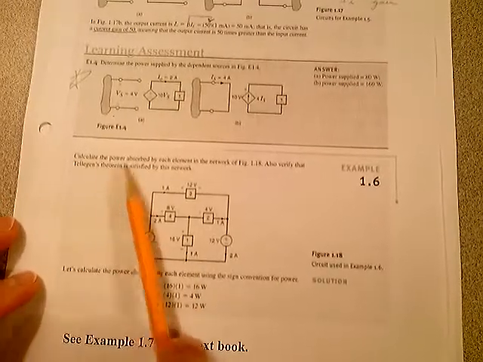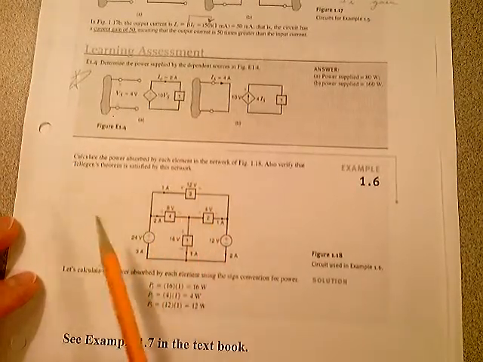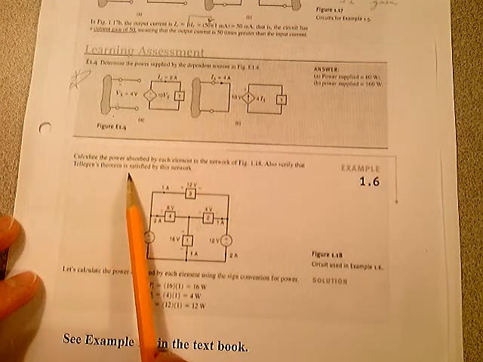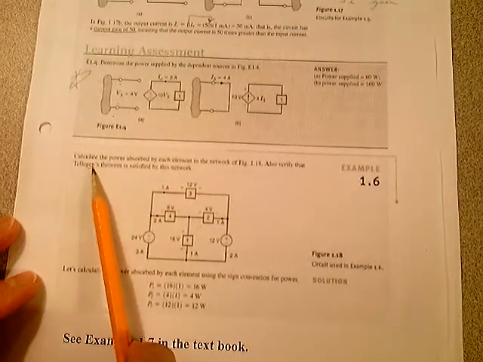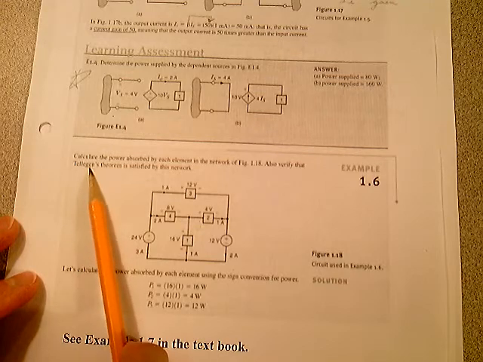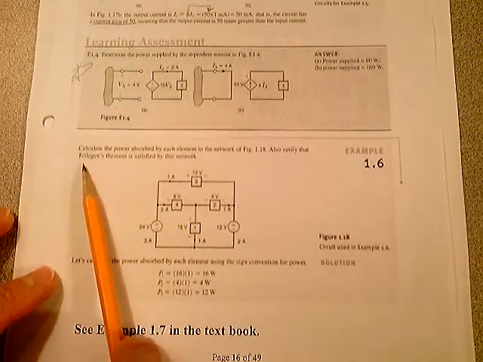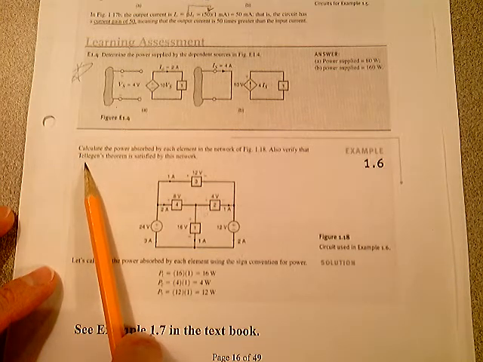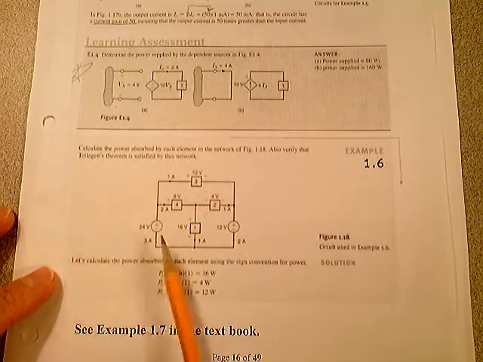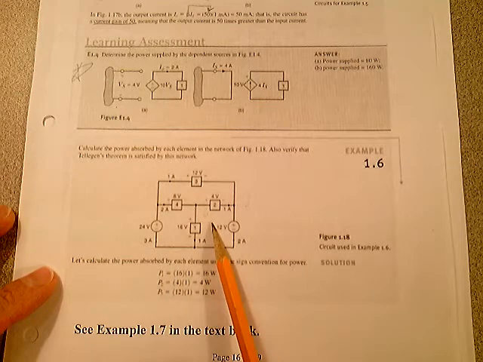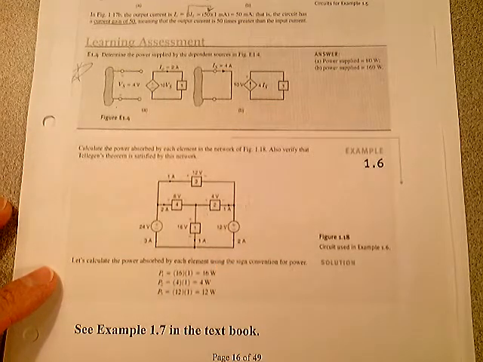And then example 6.1, calculate the power absorbed by each element of the network in this figure. Also verify that Tellegen's theorem is satisfied by the network. That's the conservation of power, Tellegen's theorem. We're not going to talk much about it, but basically it says that the sum of the powers supplied in this circuit has to be the sum of the powers absorbed. They have to be equal to one another.